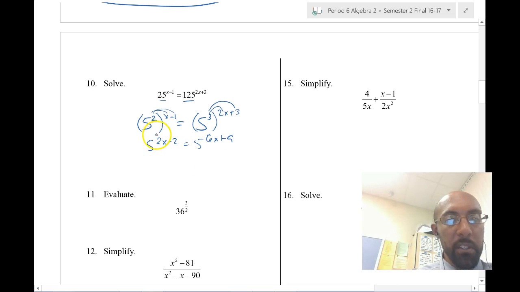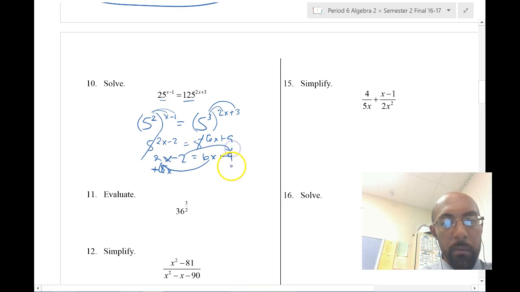And then same idea. Once the bases are the same, I can just cancel them and then solve the equation. So 2x minus 2 equals 6x plus 9. And what I'll do is I'll move the 6 over here. And so that means I'm going to subtract it. And I'll move the 2 over here, which means I'm going to add it. Remember, opposite sign there. All right. So then 2x minus 6x is negative 4x. And then over here, I've got 2 plus 9, which is 11.